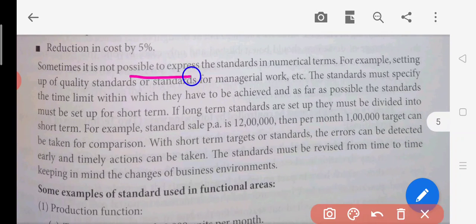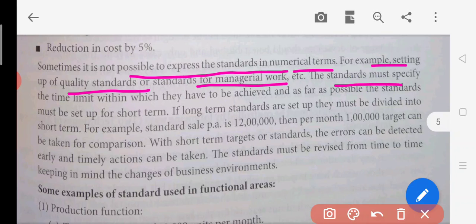Sometimes it is not possible to express the standard in numerical terms. For example, when setting up a quality standard or a standard of managerial work, the standard must specify the time limit within which it has to be achieved. As far as possible, standards must be set up in the short term.